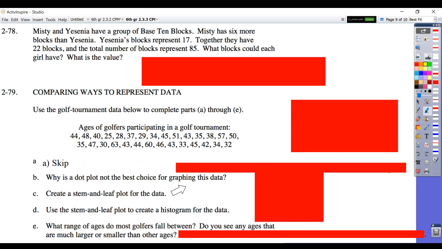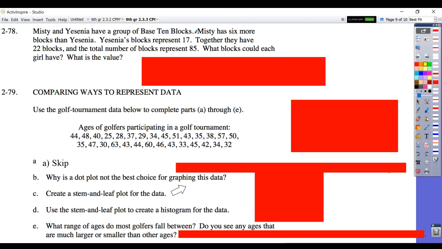278. Misty and Yesenia have a group of base 10 blocks. Misty has 6 more blocks than Yesenia. Yesenia's blocks represent 17. Together they have 22 blocks, and the total number of blocks represent 85. What blocks could they have, and what is the value? I will do most of this with you because I found that this is a very confusing problem for most students, because there's just an awful lot of information.